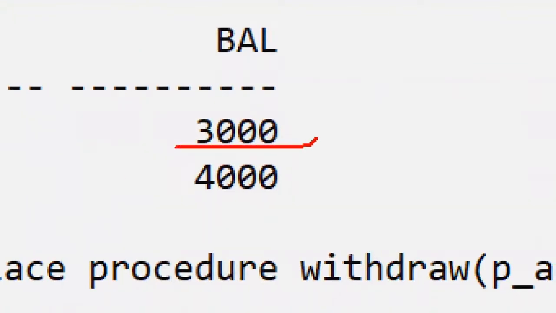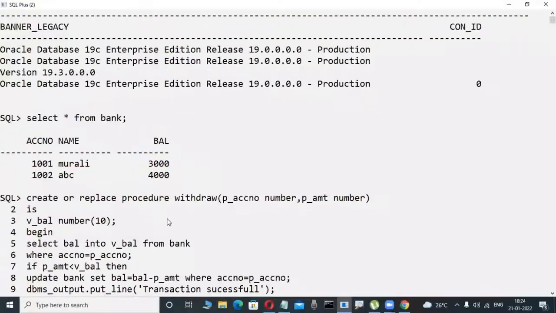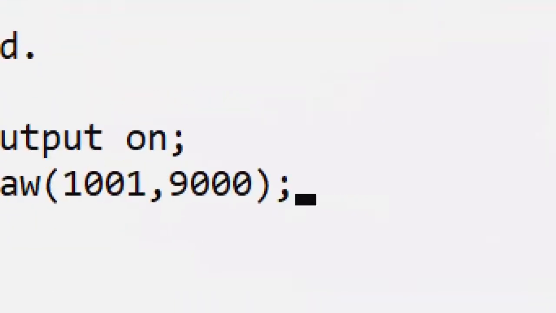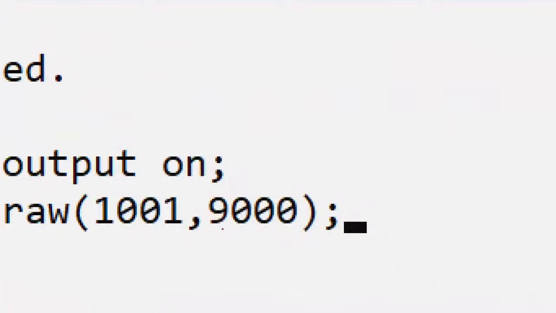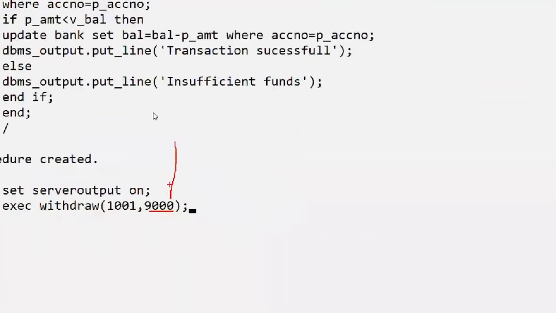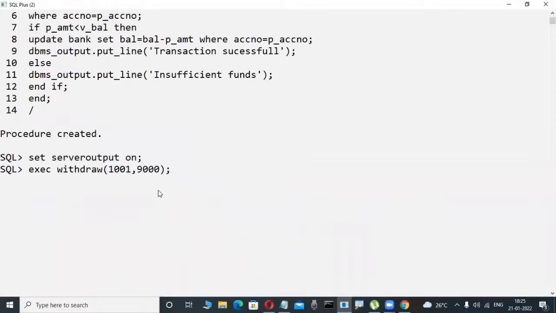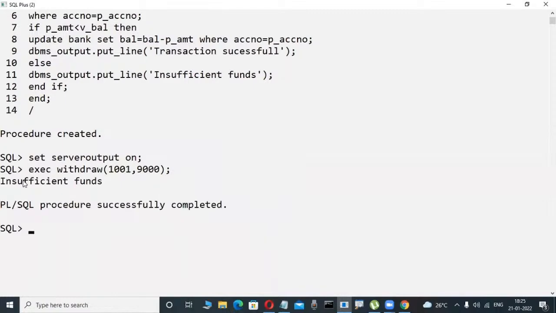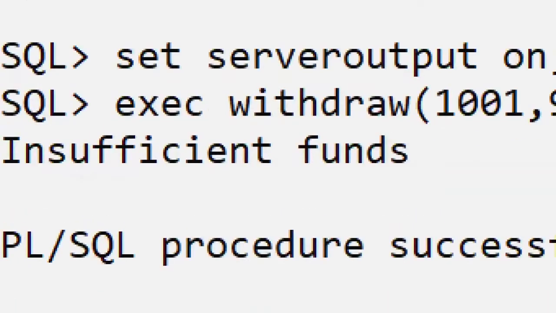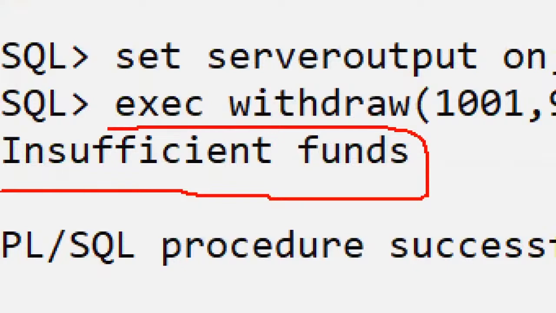Here, now my balance is how much? 3,000. In my table, 3,000 is the current balance. Now, my account number is 1001, but I try to withdraw 9,000, because I'm only writing this program, don't worry. Whenever I try to withdraw 9,000, is it possible? No. So now it will give a message, insufficient funds. It will display the message or not.